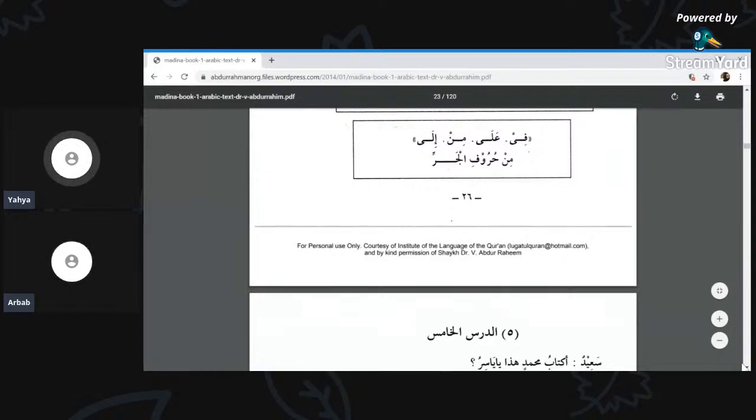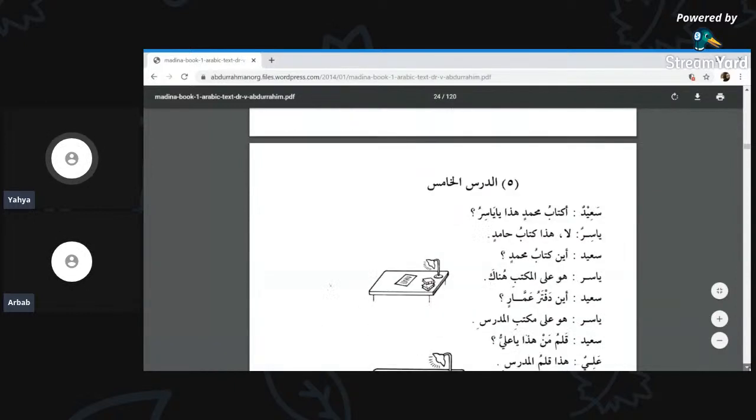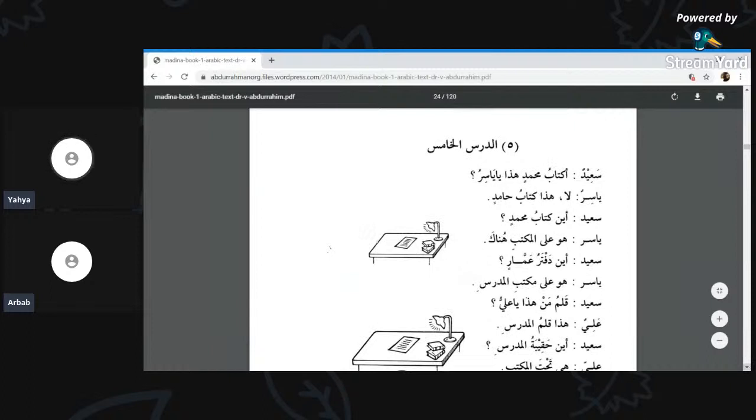And then we go to ad-dars al-khamis. So there are 23 lessons in this book. We've now reached the 5th. Any questions at all? No, so for those watching, okay, good.